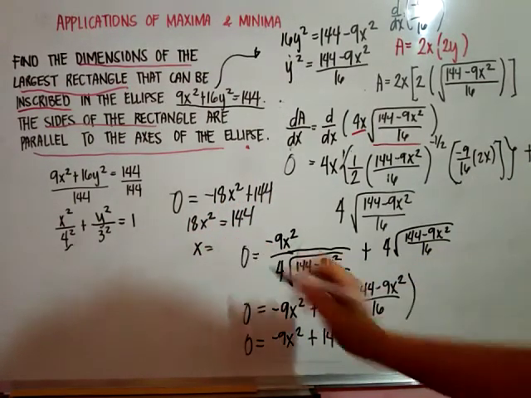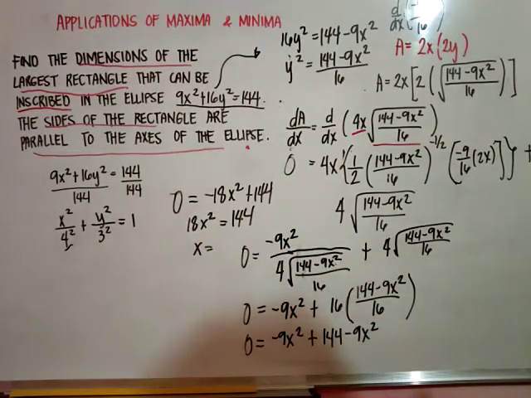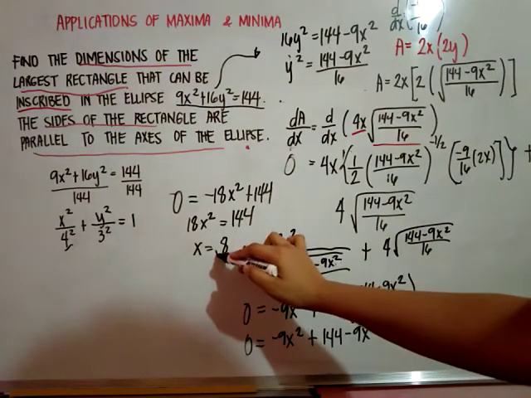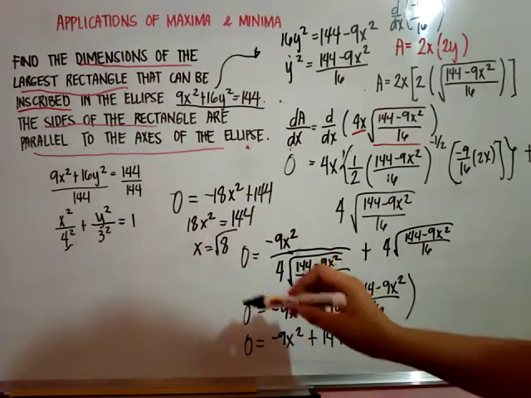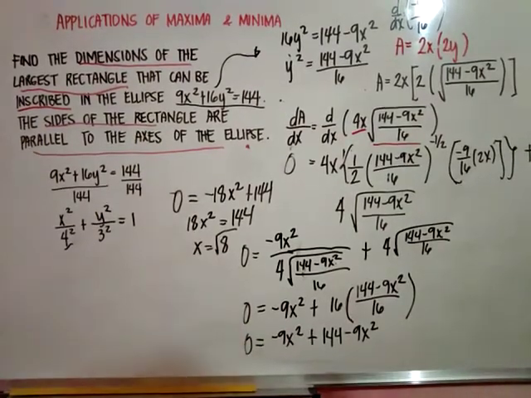Then, x will be, so 144 divide 18 is 8. So, get the square root of it. Square root pa kasi naka-squared si x. So, therefore, the value of x is square root of 8. Or, yan. So, we have the value of x now. So, how are we going to get the value of y?